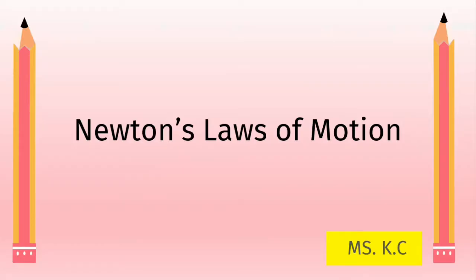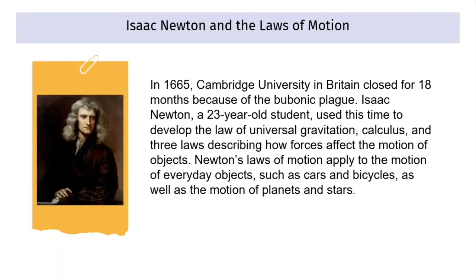Newton's laws of motion. Isaac Newton and the laws of motion. In 1665, Cambridge University in Britain closed for 18 months because of the bubonic plague. Isaac Newton, a 23-year-old student, used this time to develop the law of universal gravitation, calculus, and three laws describing how forces affect the motion of objects.